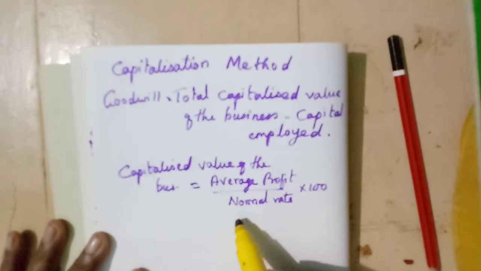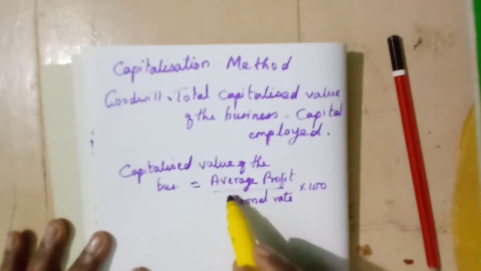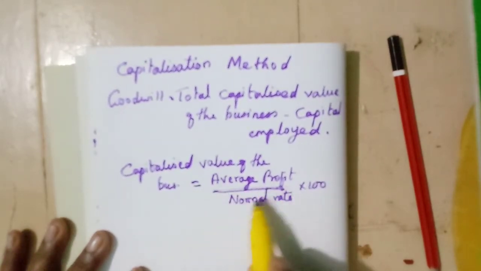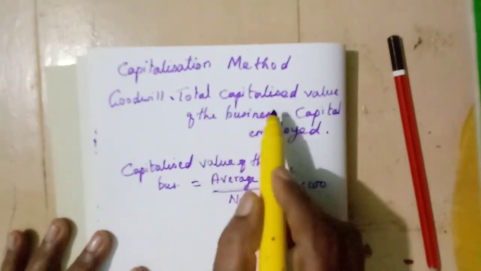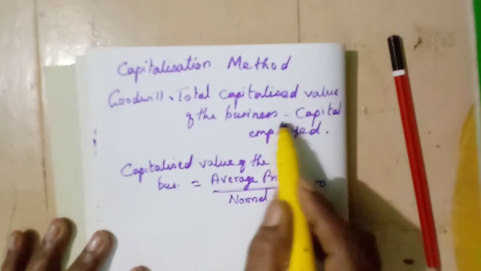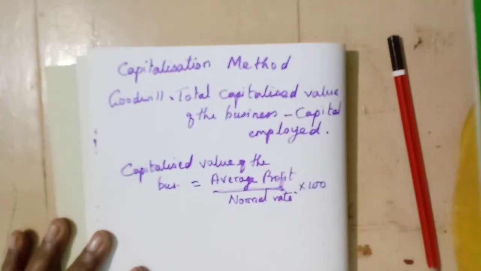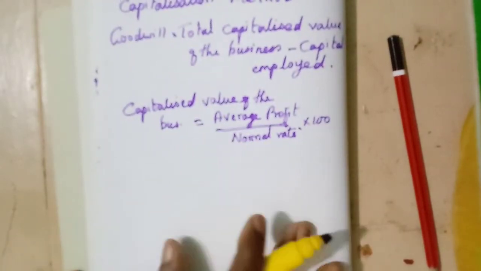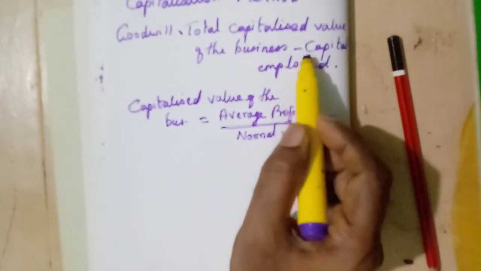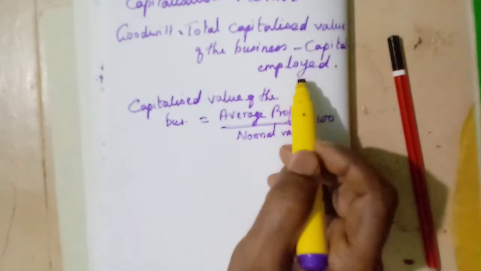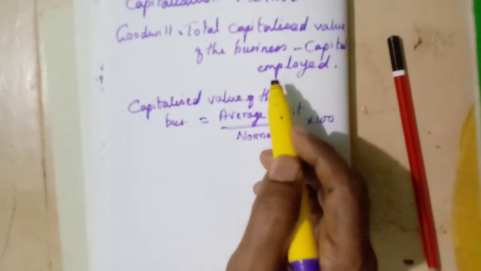Here, average profit must be capitalized. So, average profit divided by normal rate of return into 100. We will get the total capitalized value of the business, minus capital employed, which we need to calculate. Then if capital employed is not given, we have to calculate assets minus liabilities, isn't it? That we know. See the last illustration.